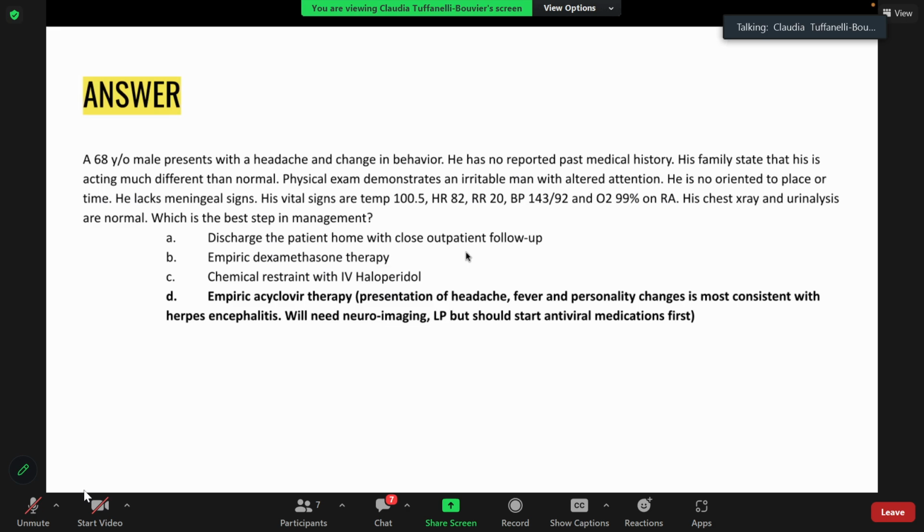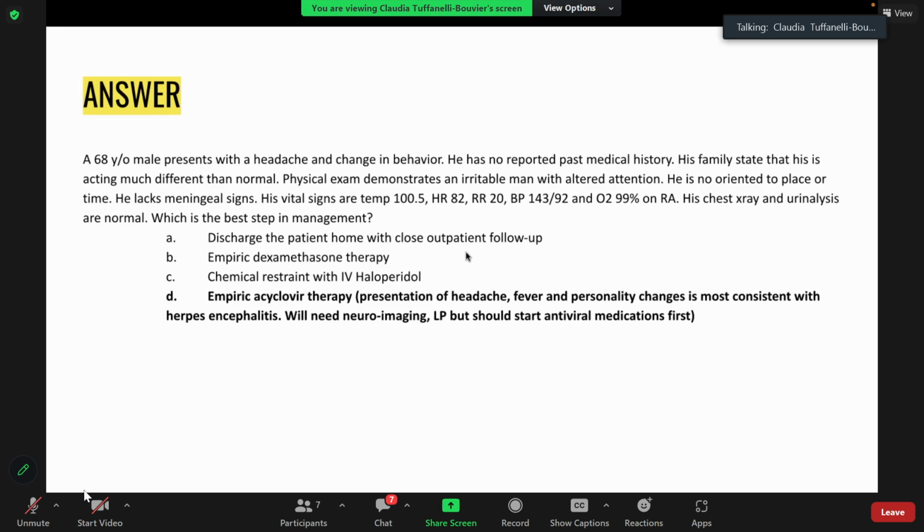There's nothing like focal neurological deficits, so it's maybe less likely to be a brain abscess, but we're not sure. He's going to need some CT imaging or an MRI to look at his brain, but while we're waiting, this is somebody we're going to be concerned about for herpes encephalitis because he's got that fever and altered mental status. It could just be any viral encephalitis, but we don't know that it's not herpes encephalitis.